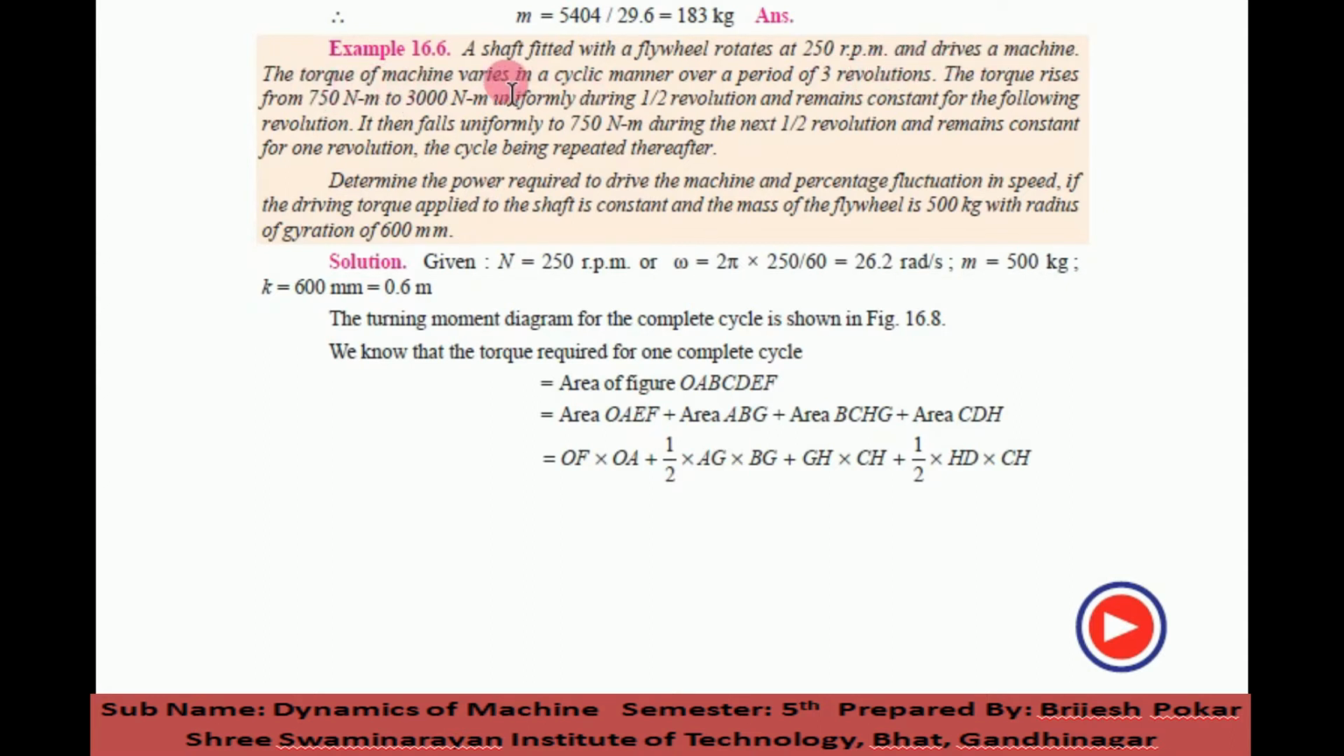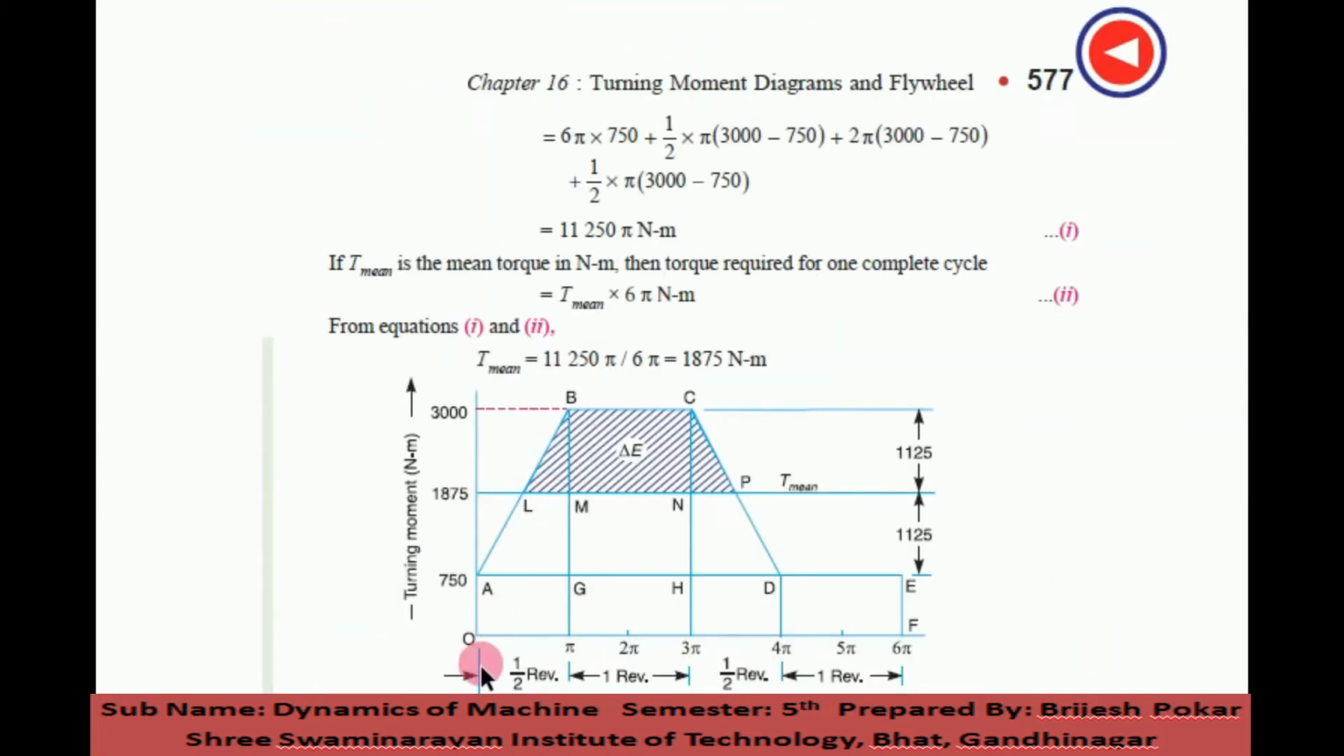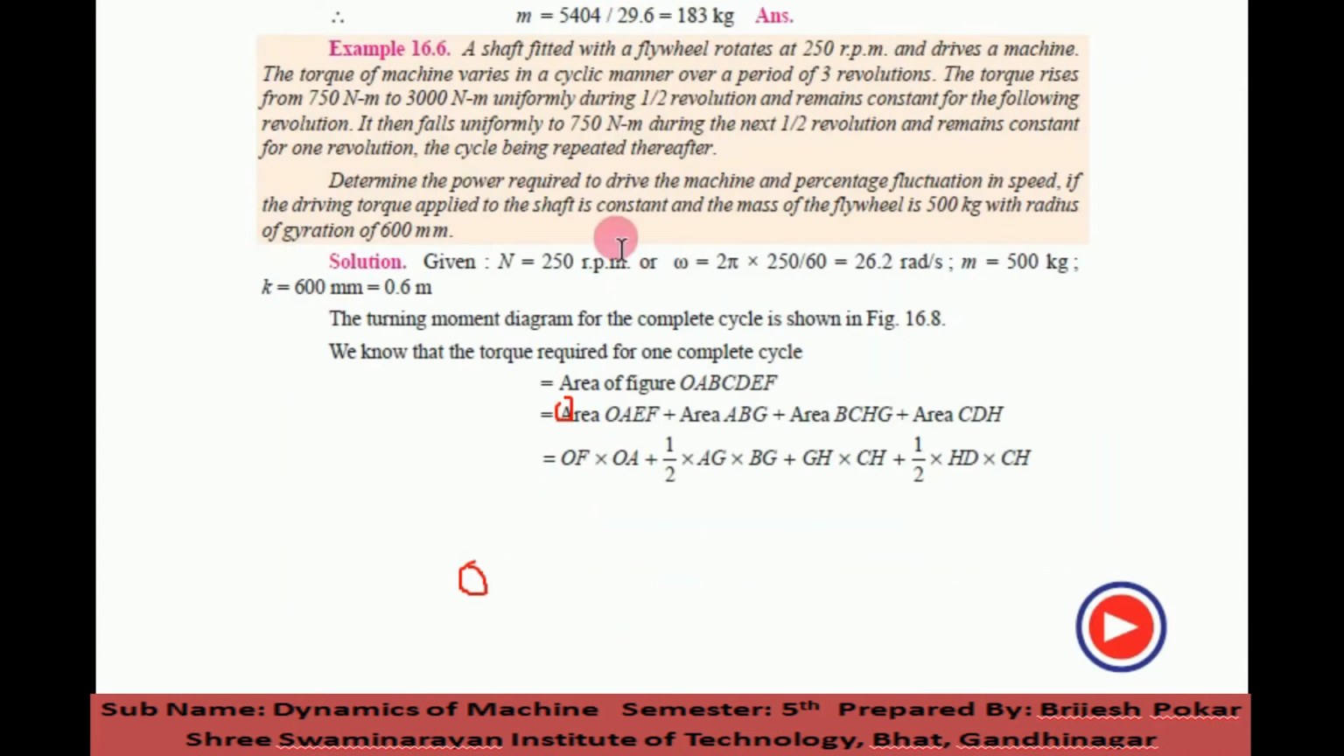The torque of the machine varies in a cyclic manner over a period of 3 revolutions. Here there are a total of 3 revolutions, and the torque rises from 750 Newton meter to 3000 Newton meter uniformly during 1/2 revolution. So in the first 1/2 revolution, you can see here, the torque is increased from 750 to 3000. Now you understand by using this figure.